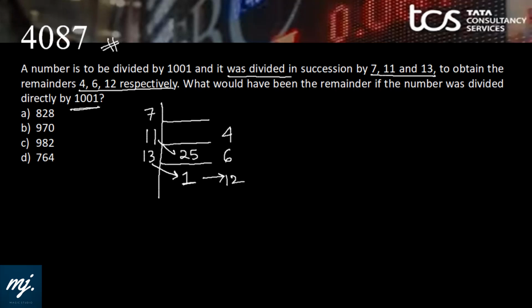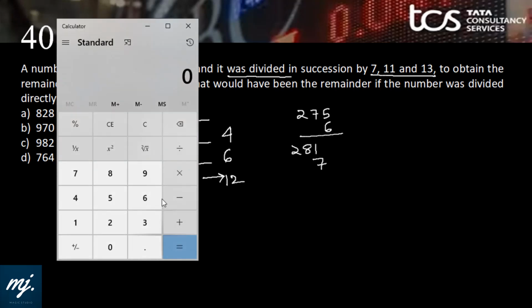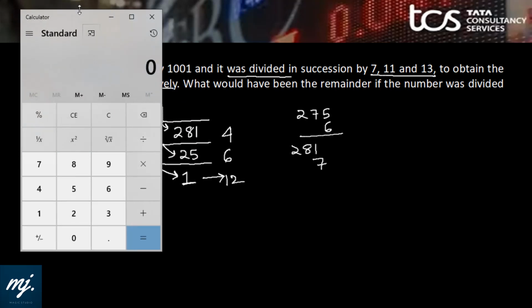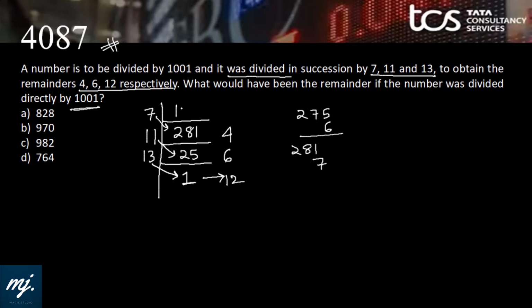Now move on to the upper level. 11 into 25 is 275 plus 6 is 281. Done. Now on the higher level what will we get? 281 into 7 plus 4. Okay, I'm taking the help of my friend. 281 into 7 plus 4 is 1971. So the smallest of such numbers, or one of the numbers, is 1971, which we are looking for.